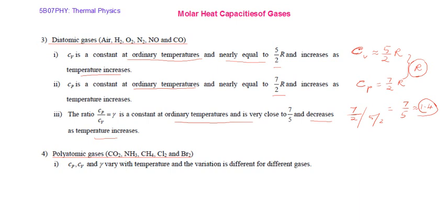Now let's come to the case of polyatomic gases. In the case of polyatomic gases, it can be triatomic or more than 3 atoms. So CO2, ammonia NH3, CH4 for methane, chlorine, bromine, all.